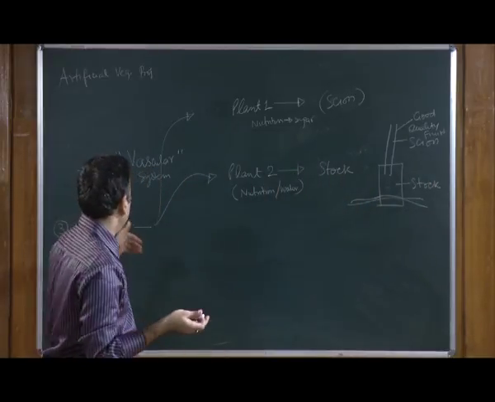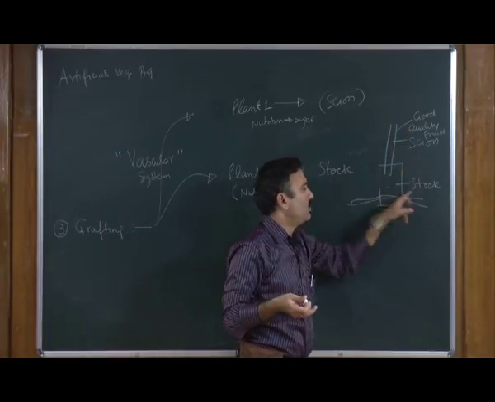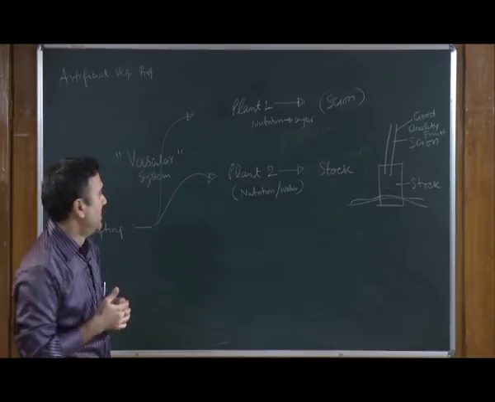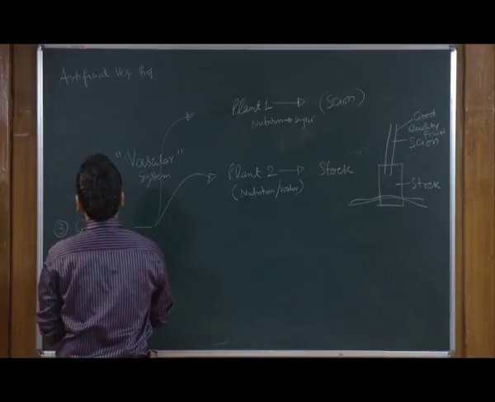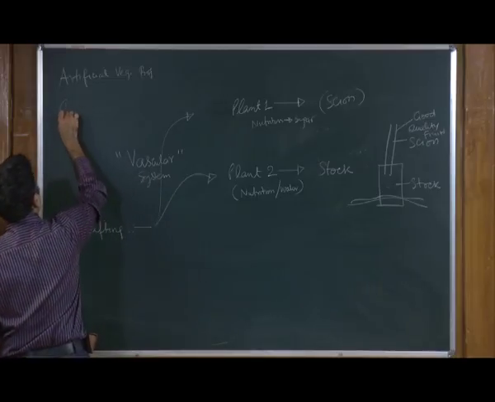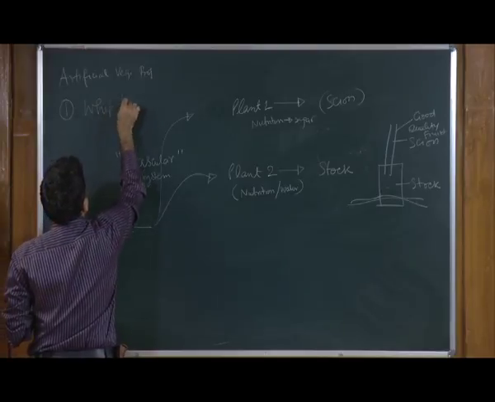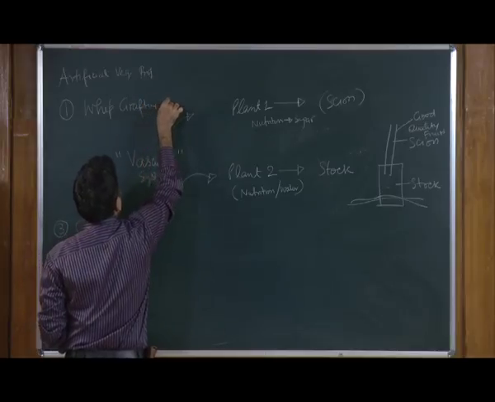There are different ways in which the scion can be put onto the stock, and that is how we have different ways of doing grafting. What are these different ways? Number 1, whip grafting.